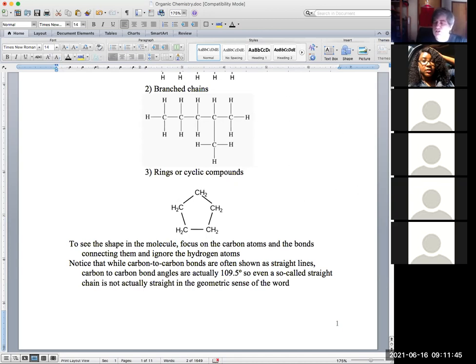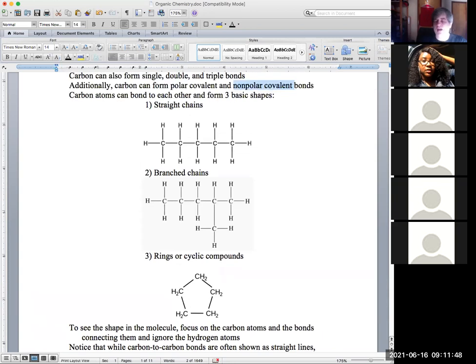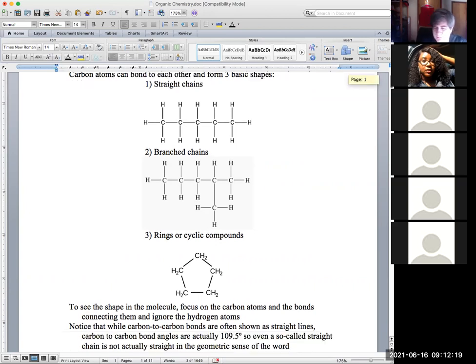So we have 3 basic shapes. Now notice a lot of organic molecules are really large. When we look at some organic molecules, they have a chain connected to a ring of carbon. So an organic molecule doesn't have to be all one or the other of these shapes. It can be a mixture. So we want to keep that in mind. So the different shapes is another reason that carbon is kind of the central atom in organic chemistry.